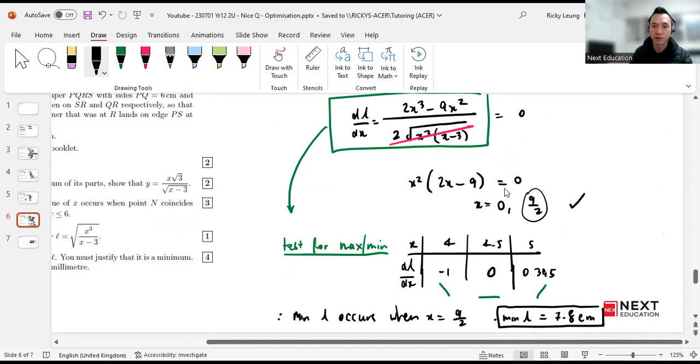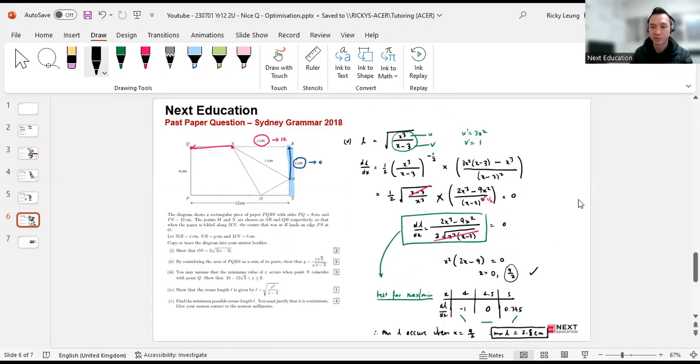Wow, what a question, right? I like it. It's a nice one because there are so many parts and it leads you down to the final part, which is actually quite hard in itself to differentiate and solve. But that's how you do it.